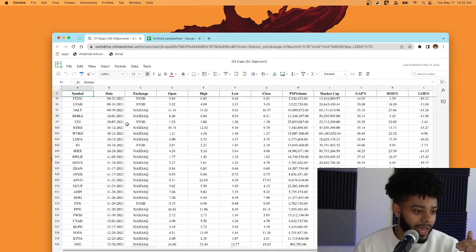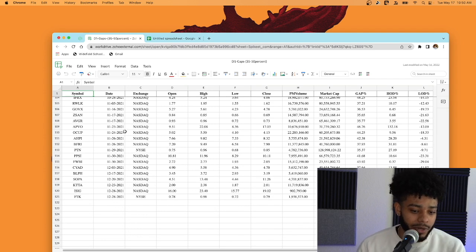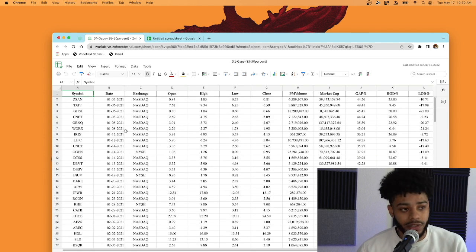You can see that we had about 121 gappers that fit my criteria with the filters that I put on. And I use Spikeet.com to get and pull my historical gappers. I'll leave another link in the description if that's something you also want to check out.